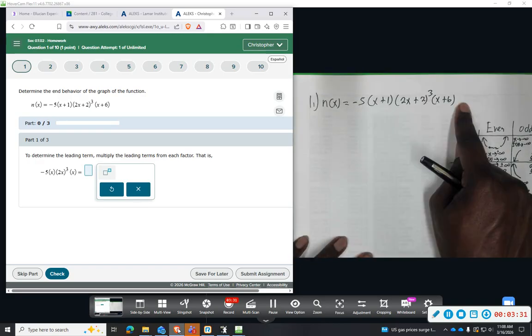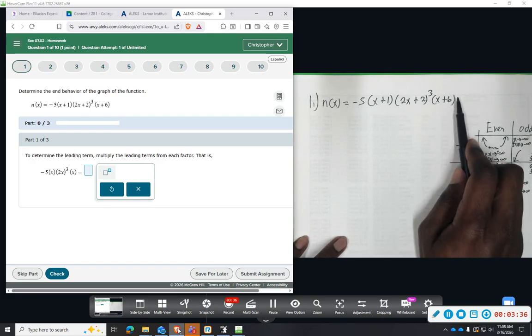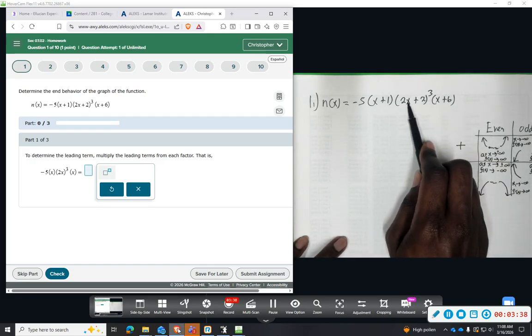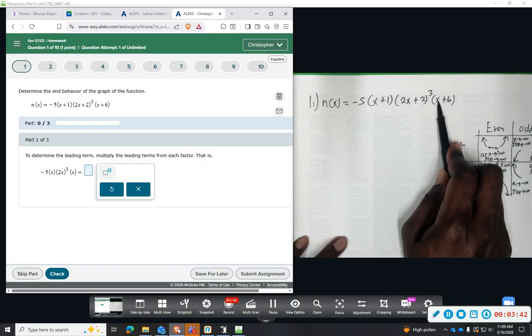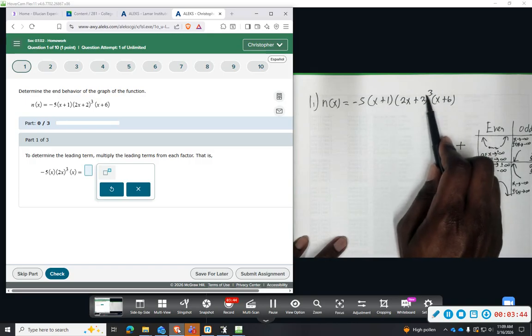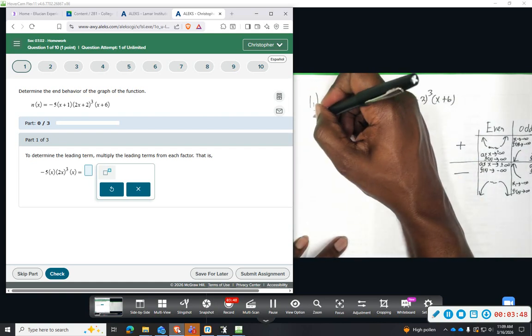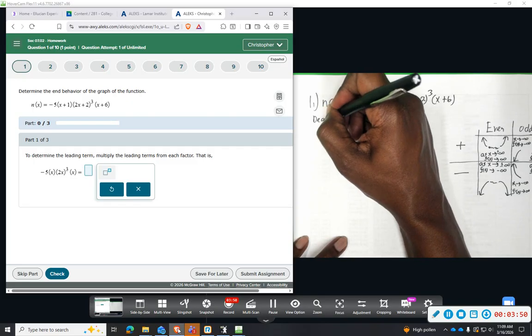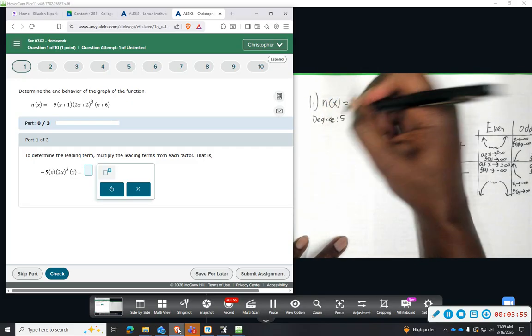How do we determine that from this function? Well, we look at the degree. We count how many x's. So this is 1. Here's another x, but it's raised to the third power. So we're going to add them up. So this is 1 plus 3. That's going to give me 4. Plus 1 more, that's going to be 5. So I'm looking at degree 5. Degree 5. Okay, so that's my power.